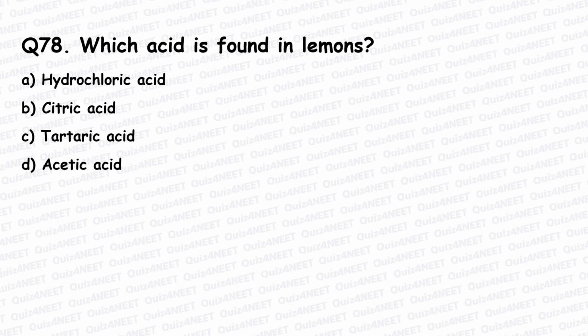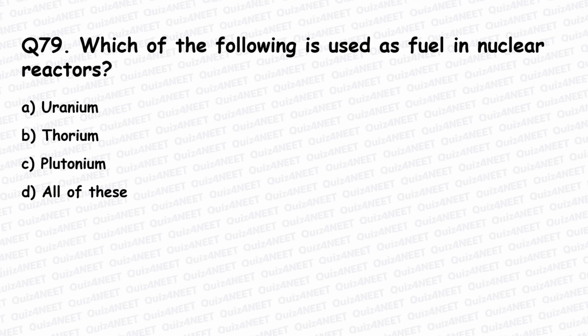Q78. Which acid is found in lemons? A. Hydrochloric acid, B. Citric acid, C. Tartaric acid, D. Acetic acid. Answer. B, citric acid. Explanation. Lemons contain citric acid.